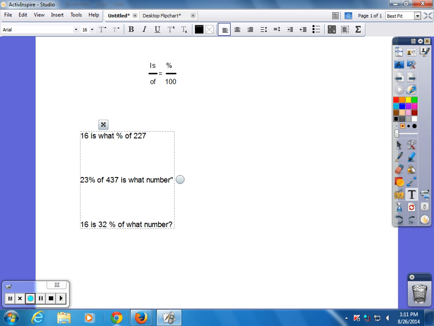I like to call these sentence questions because, on your standardized test, some of you nursing people, you will see these over and over and over on standardized tests, entry tests, to get into the program and all that stuff. You will see these, so do them. 16% of what number is 227, or 16 is what percent of 227? 23% of 437 is what number? And 16 is 32% of what number?